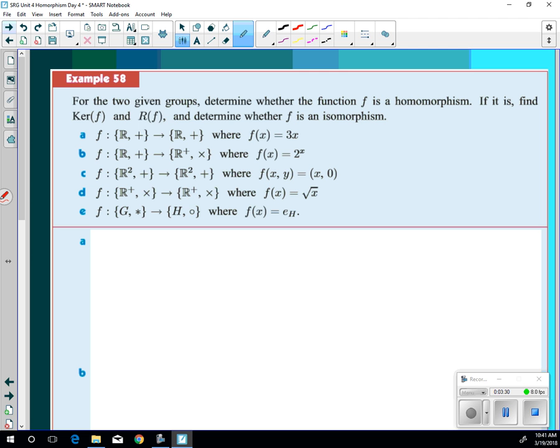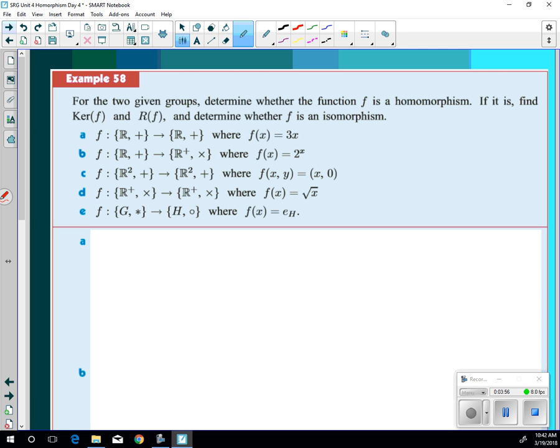Do you have this blocked out on yours? I hope. Is it? Good. I saved it this morning. It says, for the two given groups, determine whether the function is homomorphic. If it is, find the kernel and the range and whether it's isomorphic. So this is my main goal today. If we can get this, whew, doing awesome.